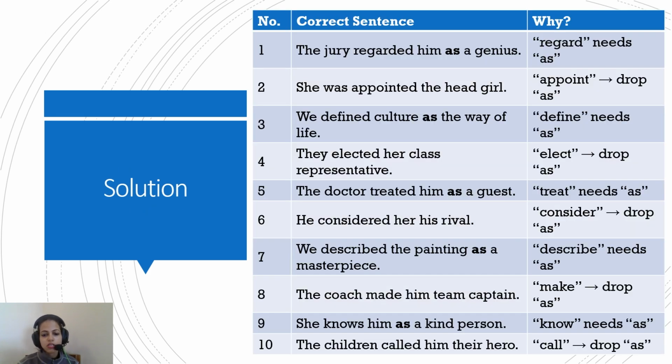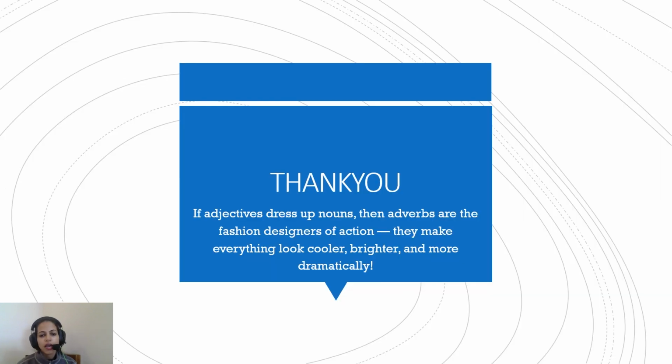Okay, so this is the solution to those questions, and I hope you have understood. With this, we come to the end of our slide. I would like to leave you with this thought: if adjectives dress up nouns, then adverbs are the fashion designers of action. They make everything look cooler, brighter, and more dramatic because they tell how something is, quietly, silently, immediately, or where, here, there, by the finish line. So they are sort of fashion designers. They give a picture to the adjective. So you'll be able to figure them out and understand the rules that go along with them.